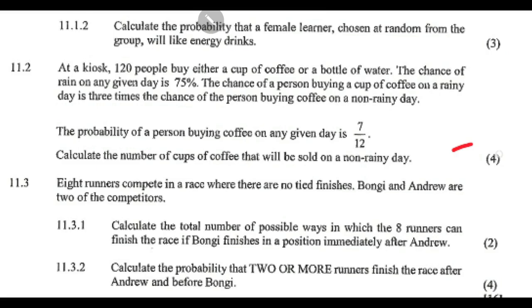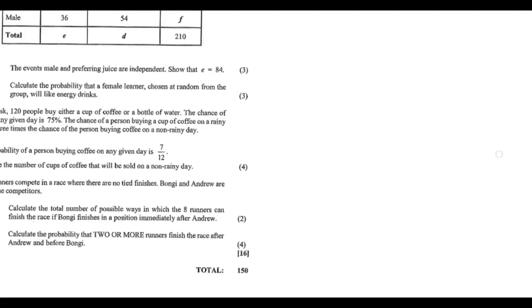4 mark question. Now, I'm going to solve this question with a tree diagram. Must remember, set up the tree diagram and assign variables. So we represent the events in a tree diagram. We got 2 branches here. First is a rainy day and this is non-rainy day.